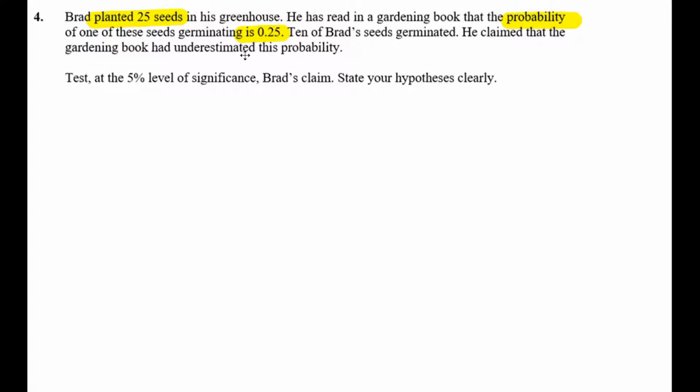10 of Brad's seeds germinated. We're going to come back to that. 10 seeds germinated. That's going to be what we use for our test statistic. All right, he's claiming, this is his claim, that the book had underestimated the probability. What else do we need? 5% level of significance. All right, hypothesis test time.